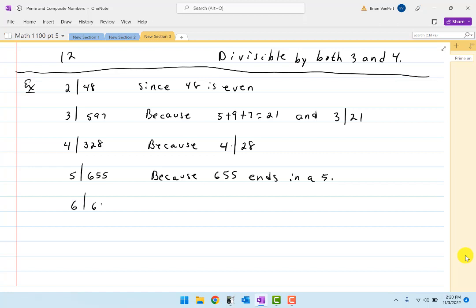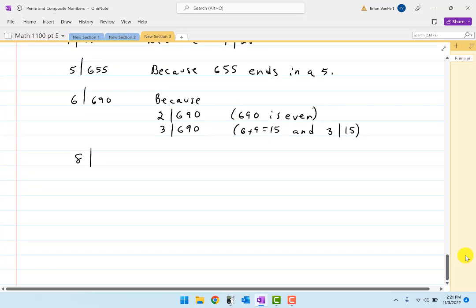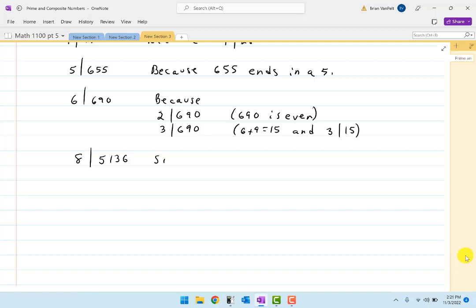6 is a divisor of 690 because 2 is a divisor of 690. 690 is even. 3 is also a divisor of 690. 6 plus 9 equals 15, and 3 is a divisor of 15. 8 goes evenly into 5,136 since 8 is a divisor of 136. 8 goes into 136 evenly. 9 is a divisor of 5,130 since 5 plus 1 plus 3 plus 0 equals 9, and 9 is a divisor of itself.